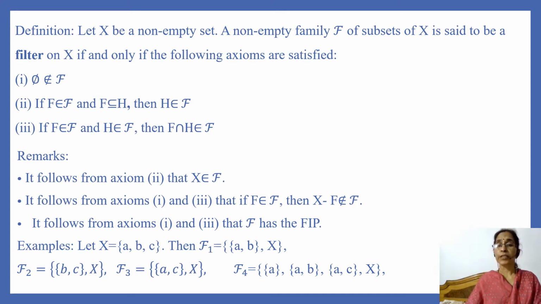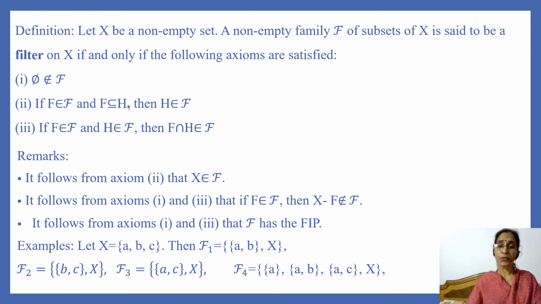The third remark follows from axioms 1 and 3: F has the finite intersection property. From the third axiom, we have noted that the intersection of a finite number of members is also in F. From axiom 1, phi doesn't belong to F. And so the intersection of any finite subcollection of F is always non-empty. And if we consider the empty subcollection of F, then its intersection is equal to X, and X always belongs to F. So we can say that F has the finite intersection property.